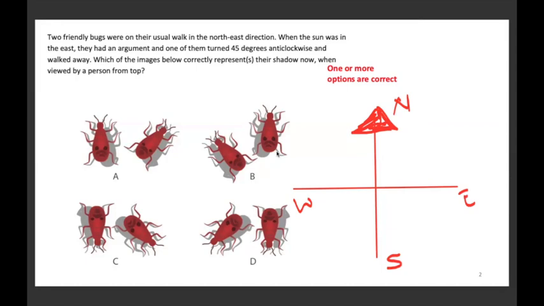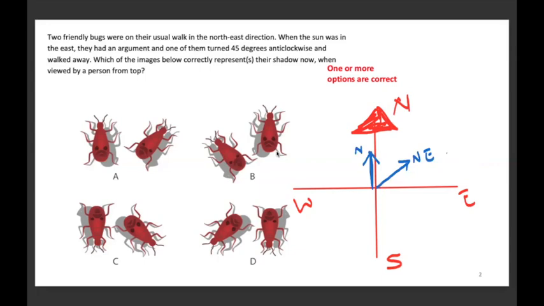What we know here is we already know that the bugs were first moving in the northeast direction. From this, one person turned 45-degree anti-clockwise and then started walking after they had an argument. So one will be facing like this. Obviously one bug will be facing the north and one bug will be facing the northeast. All right, this is what the condition is.